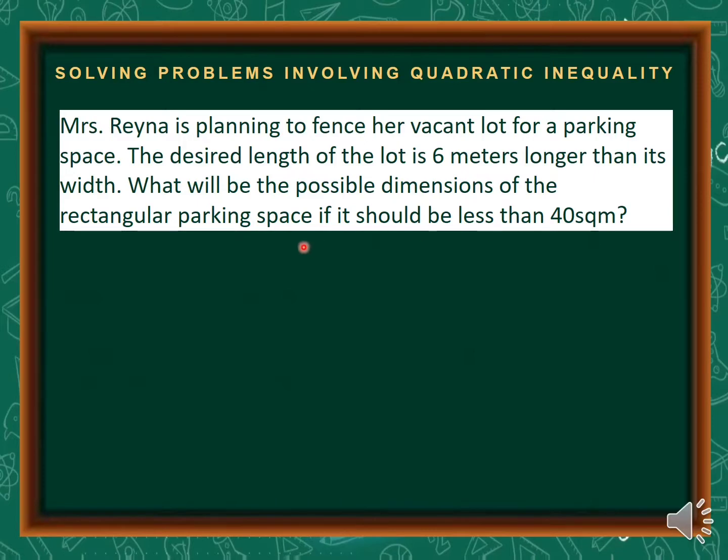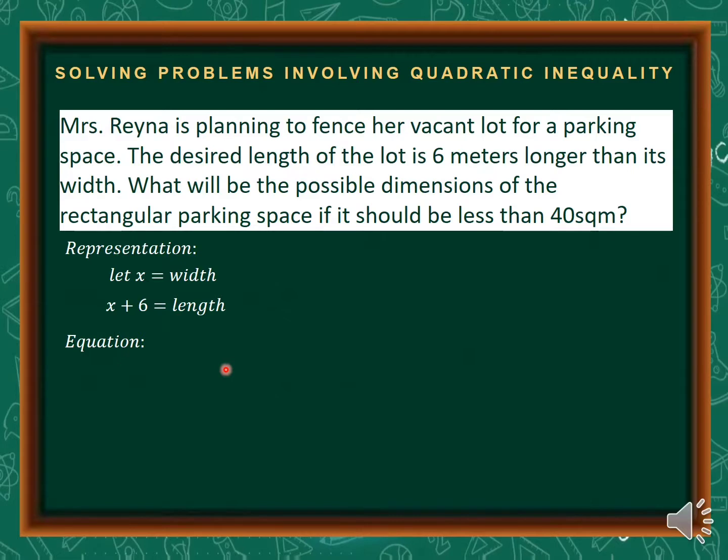So, after identifying the given conditions and also the unknown, alin ba yung unknown natin? Is it the length or the width? Very good. So that is the width. So we will represent it. Let's have representation. Represent the unknown using the variable. I will use x to represent the width. If x is the width, therefore, the length should be x plus 6 kasi 6 meters longer than its width. That is the desired length. So, x plus 6 is equal to length.